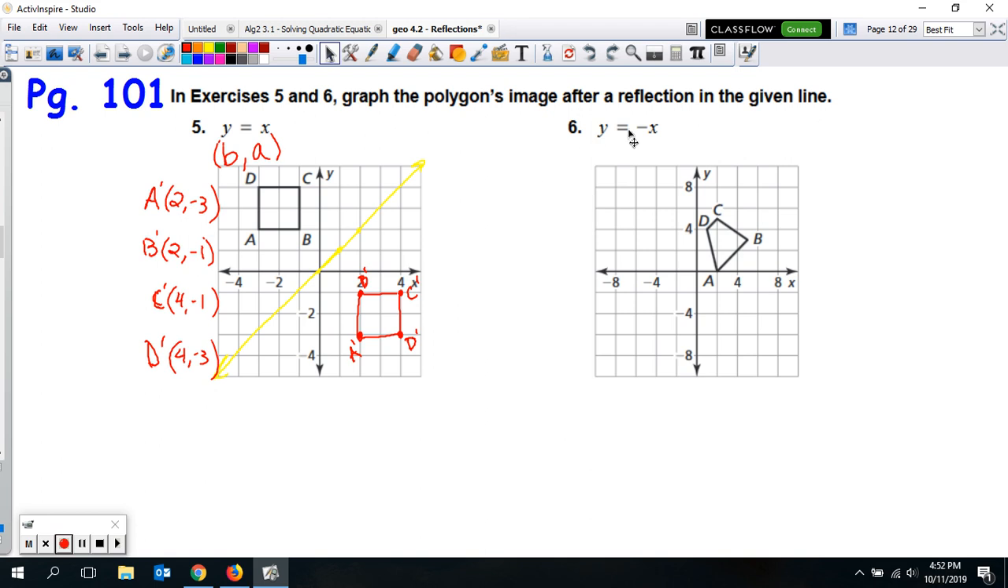All right, for number 6, this one's the y equals -x. Let's go ahead and put that line down. That's the one that starts at the origin as well, but it goes up 1, left 1.